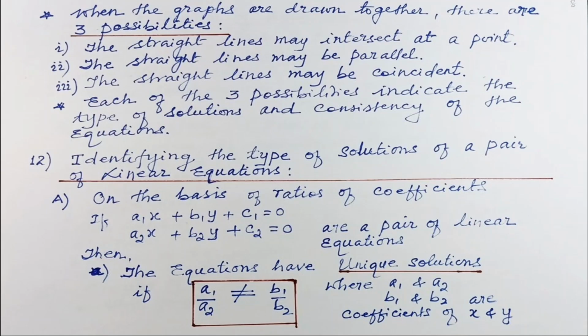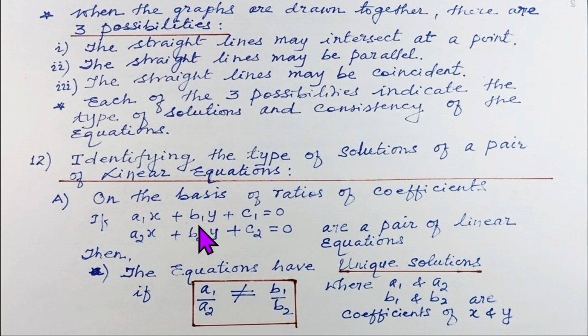Welcome to MRL. This is the second part of the study of a pair of linear equations in two variables. In this part, we'll understand how to identify the type of solutions of a pair of linear equations. Now, there are two different methods of identifying the type of solutions of a pair of linear equations.